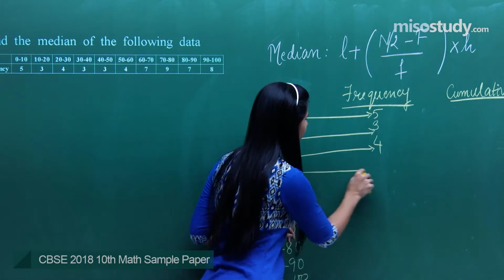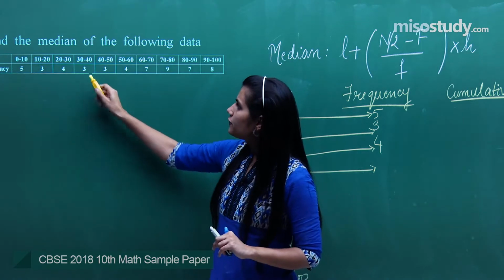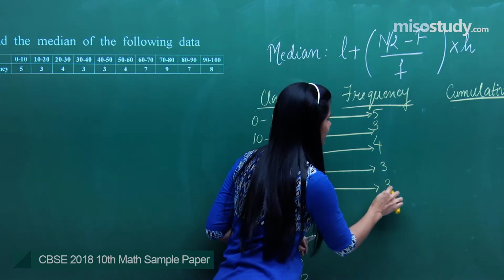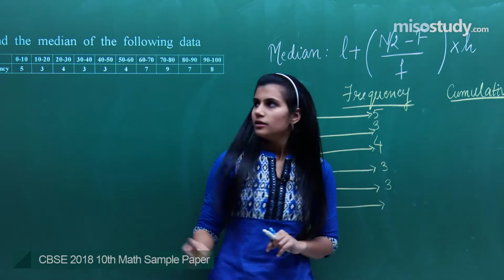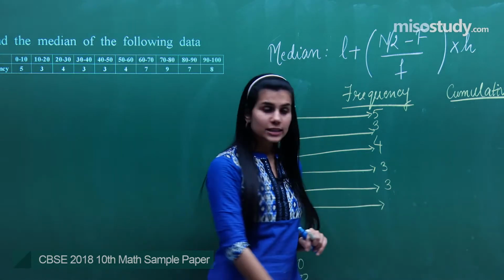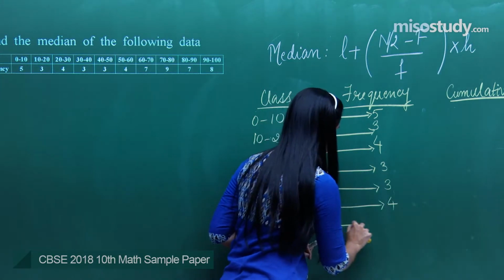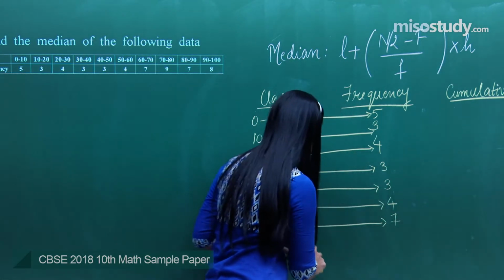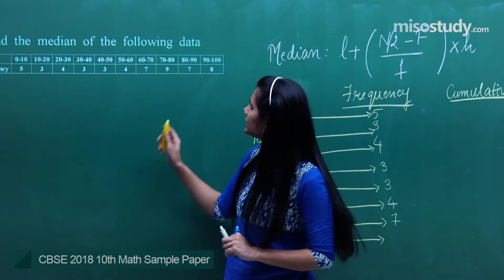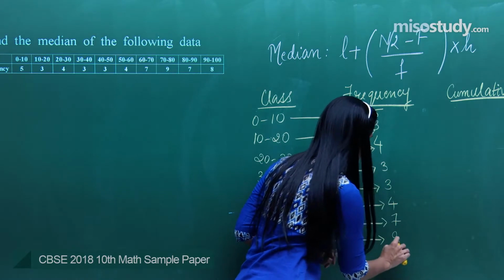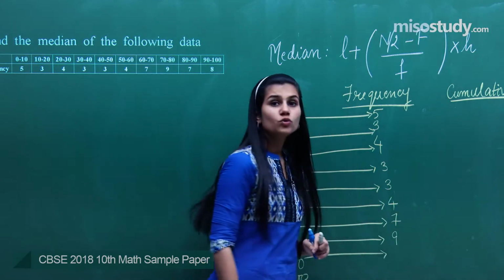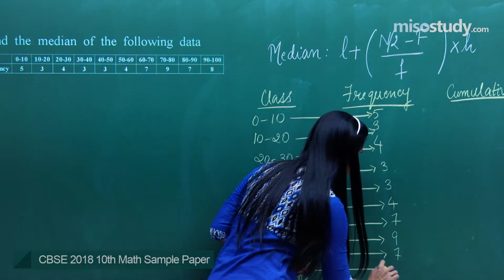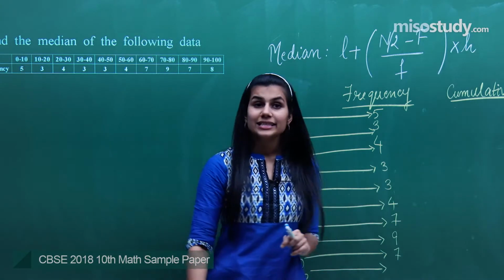Then what is the frequency of 30 to 40? 30 to 40 frequency is 3. Then the frequency of 40 to 50 is again 3. Then 50 to 60 it's 4. Frequency of 60 to 70 is 7. Frequency of 70 to 80 is 9. Frequency of 80 to 90 is 7. And you have frequency of 90 to 100 as 8.